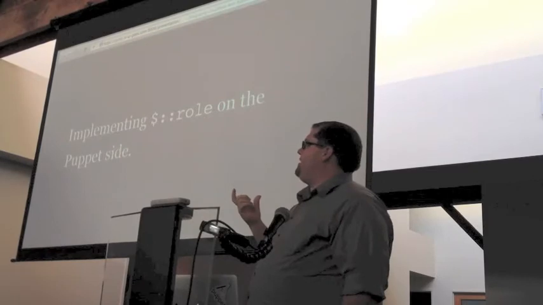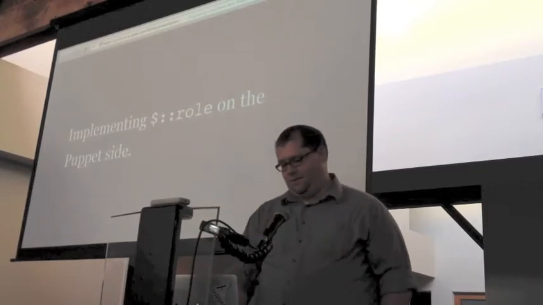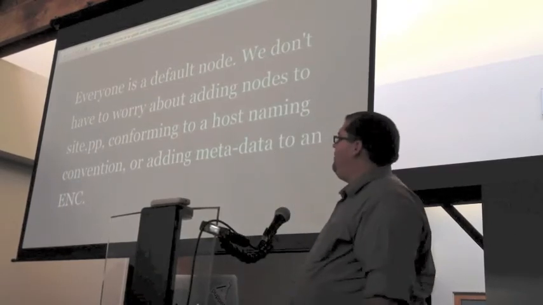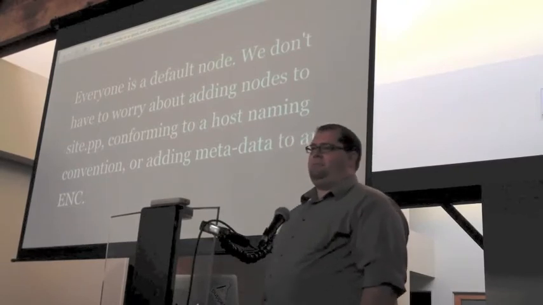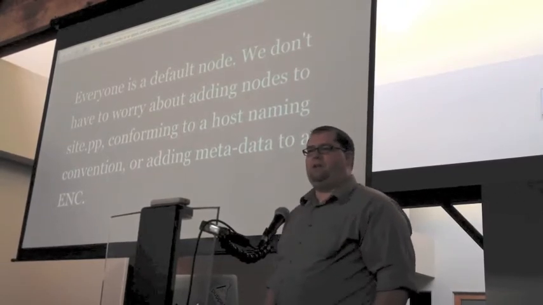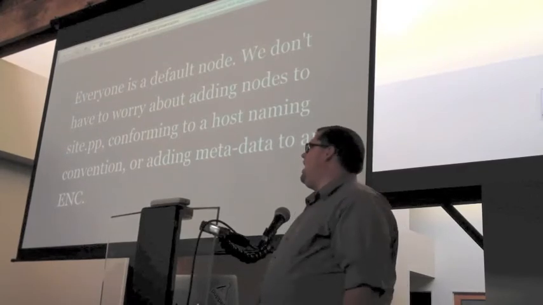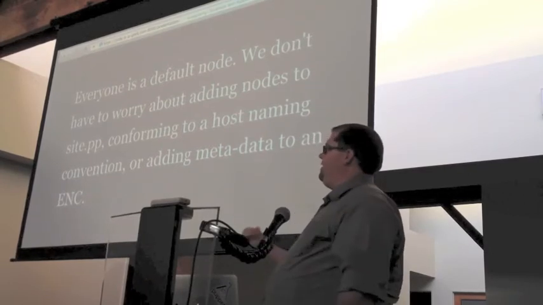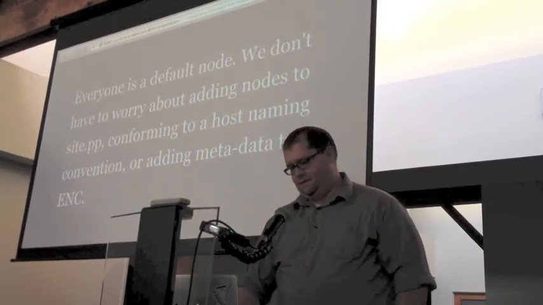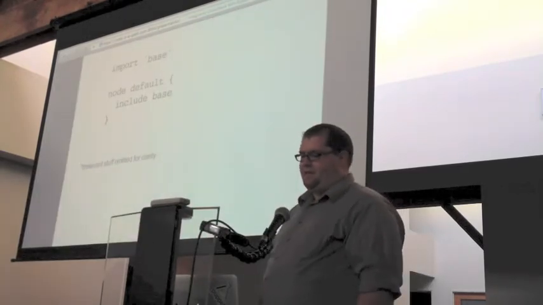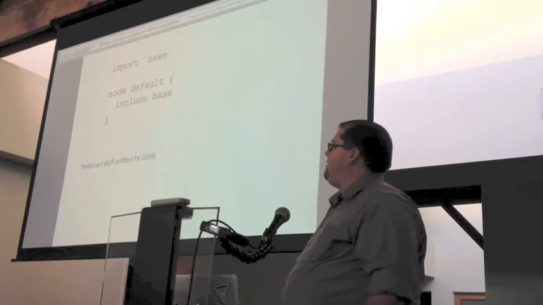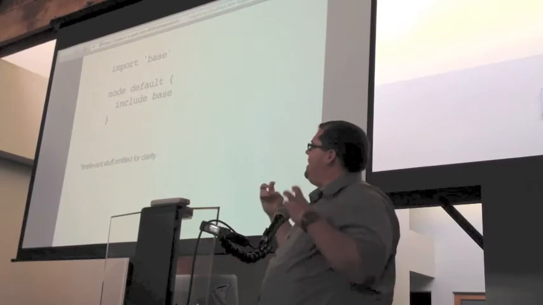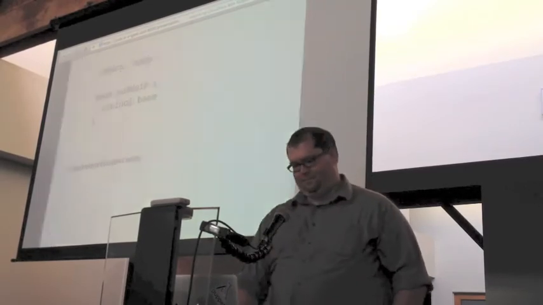So now that we can load all those things up into facts, how do we use those? The way I implemented it, and there's probably a better way, all of my nodes are default nodes. That means I don't have to go to nodes.pp and add a node declaration. I don't have to go to my external node classifier system and put anything in there. All of that data is loaded via facts. So this is my stripped down site.pp. Basically, every node is default node. And I'm including this manifest called base. So what's base look like?